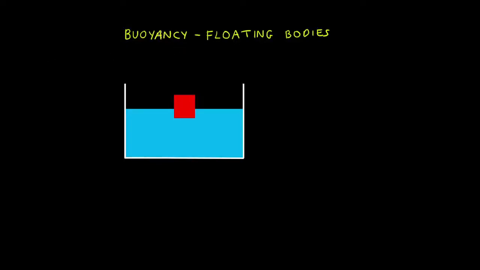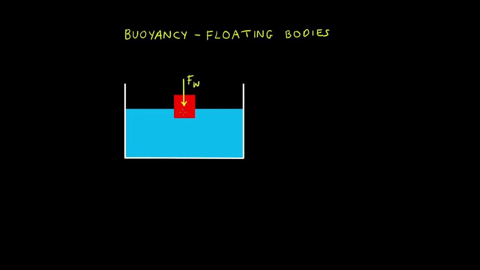Today we'll look at buoyancy for the special case of floating bodies. In this case, buoyancy is effectively the force that keeps a body floating on the surface of a fluid. In other words, if we take a free body of this block floating in the water, then we have a force of weight that's pushing down on this object. This is due to gravity.